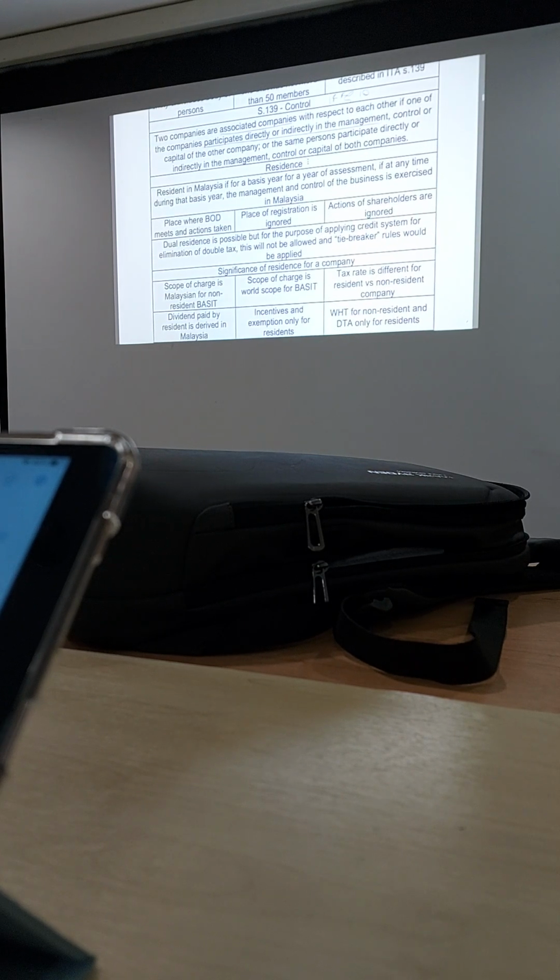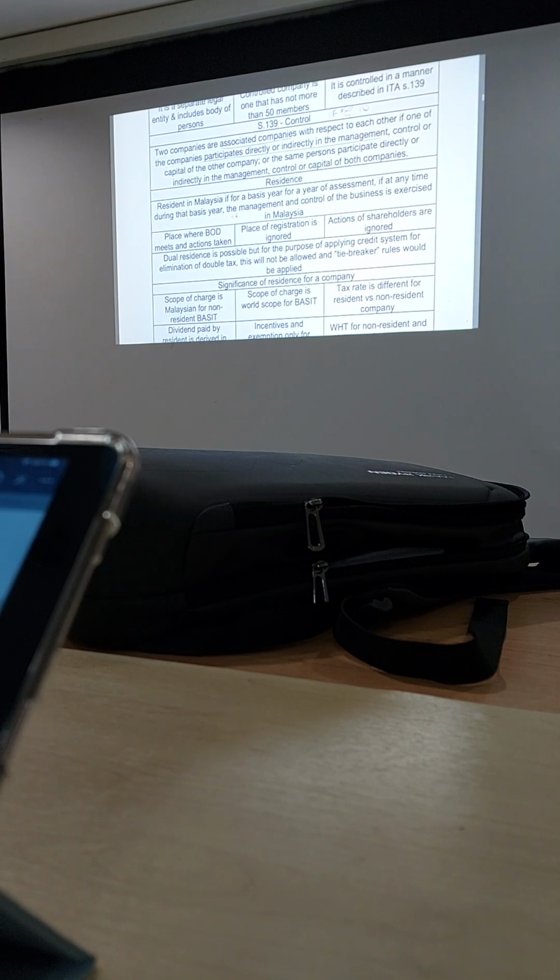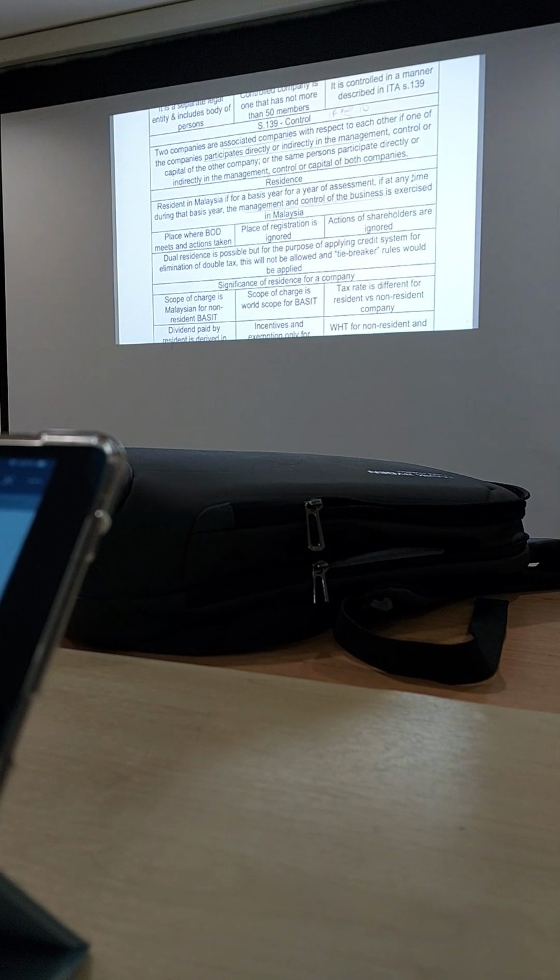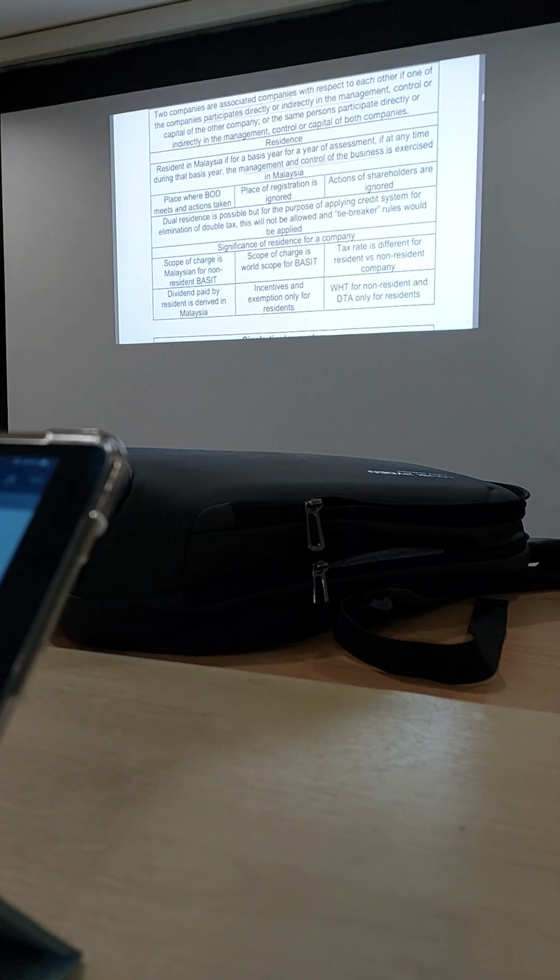Resident in Malaysia for the basis year or year of assessment is that any time during the year the management and control of the business is exercised in Malaysia. Keyword: management and control. Management and control is where the board of directors meet. Place of registration, ignore. Action of shareholder, also ignore.